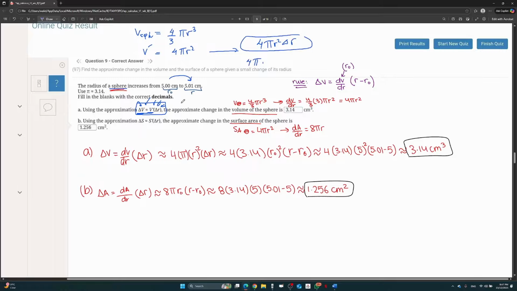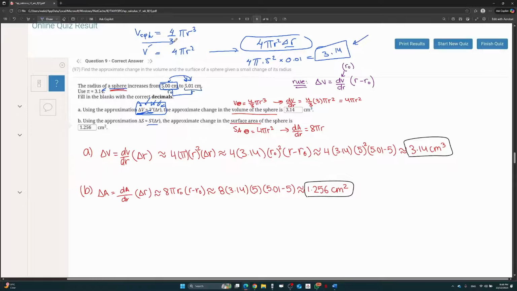We're going from 5.0 to 5.01. Which one do you think we use? We use 5.0 because that's the initial radius that you're working with. Alright? So 4 pi 5 squared times delta R. What's the change in radius from 5 to 5.01? 0.01. They said use pi as 3.14. All you have to do is find the expression for V prime and multiply by delta R and you get the answer. Part B, same thing, S prime delta R.